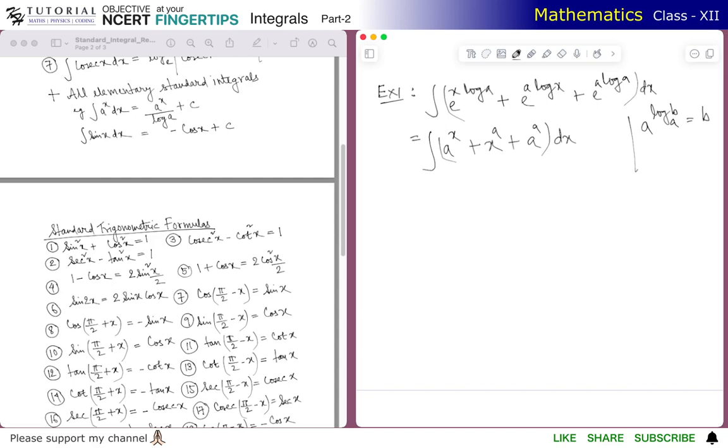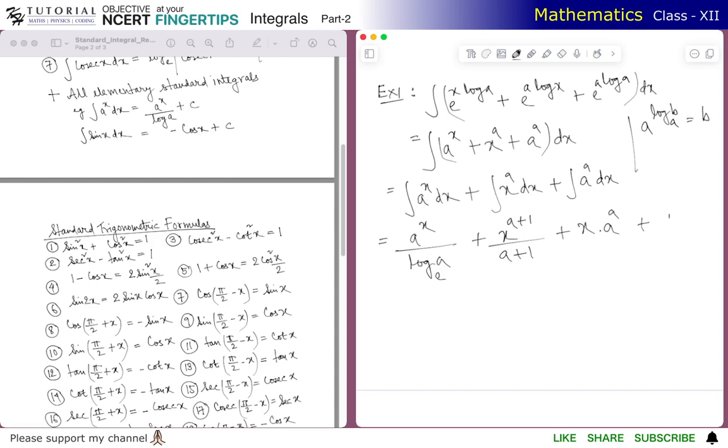So now we can separate out the terms as separate integrals. The last term is a constant. The integral of a to the power x is a to the power x divided by log e a, and for x to the power a, we can use the integral of x to the power n, and this becomes x to the power a plus 1 divided by a plus 1, and the last is a constant, so it becomes x into a to the power a, plus the constant of integration.